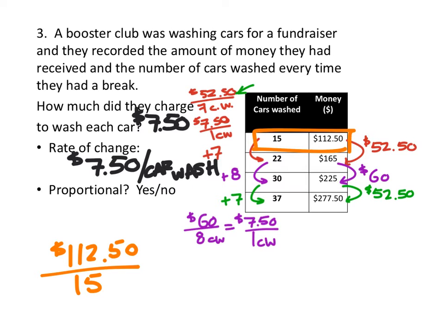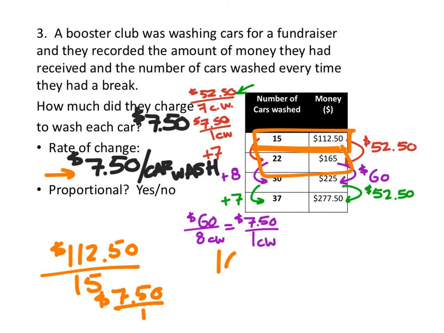I typed that in wrong, over 15, and that would show $7.50 per one, right? Which does match the rate of change, which is important in order for this to be proportional. Now, again, I'm going to check all these other ones though. Okay, so I'm going to check the next one.